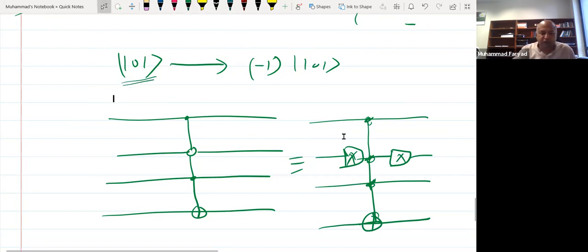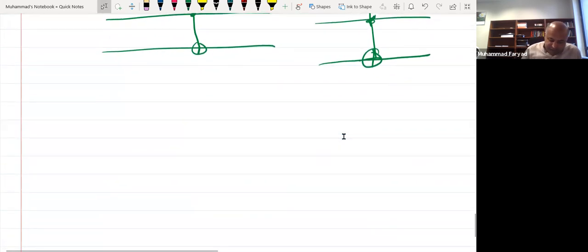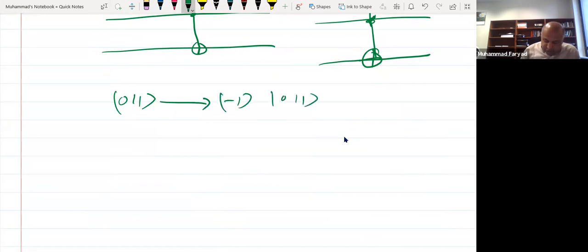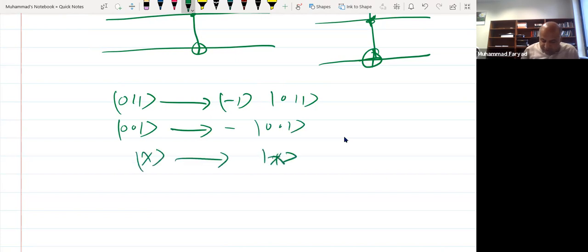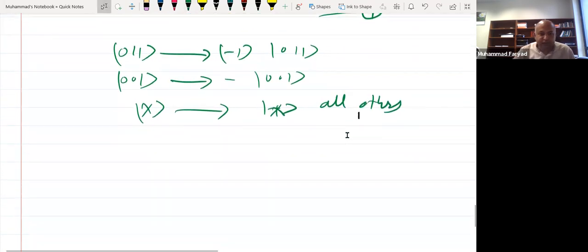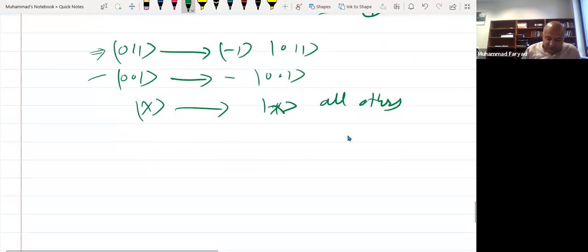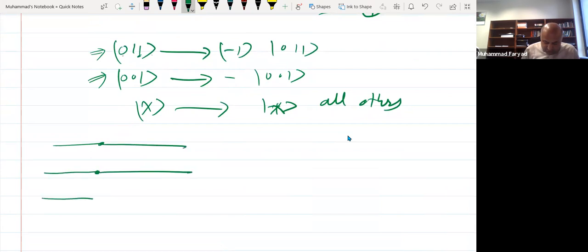And suppose I want a circuit that marks 0, 1, 1, that gives a minus sign to this state, and it gives a minus sign to the 0, 0, 1 state, and it gives a positive sign to all others. So what would be the circuit for that? I can combine the circuit for this one and for this one together. So for 0, 1, 1, it would be, let's say this is the first qubit on the top, so this is control, control, and this is opposite.